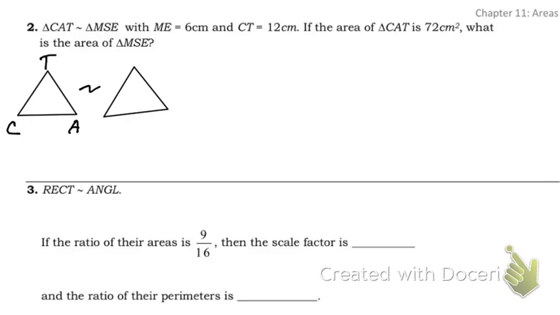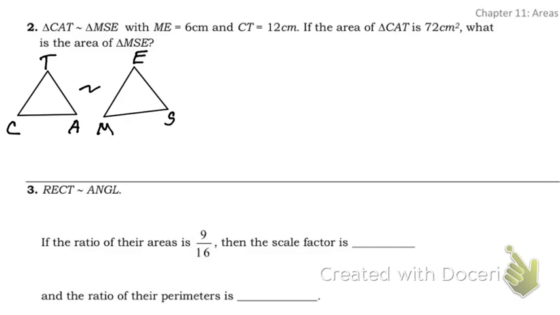Notice I put my A on the bottom right. A has to match up with S. So if A is in the bottom right, S must be on the bottom right. You may have labeled it slightly different. C goes with M, so if C is in the bottom left, M is on the bottom left. And we're left with E and T matching up, so both of those are on the top.